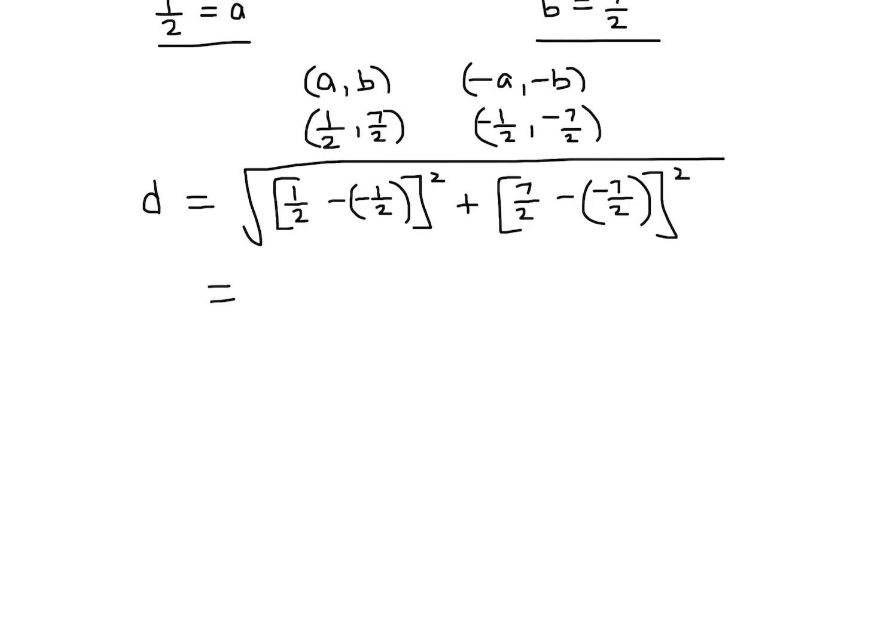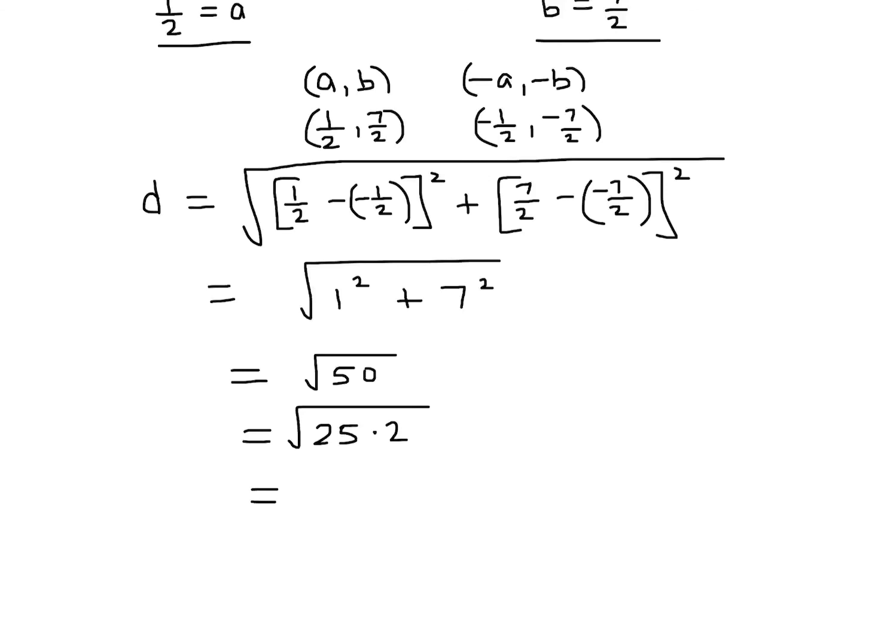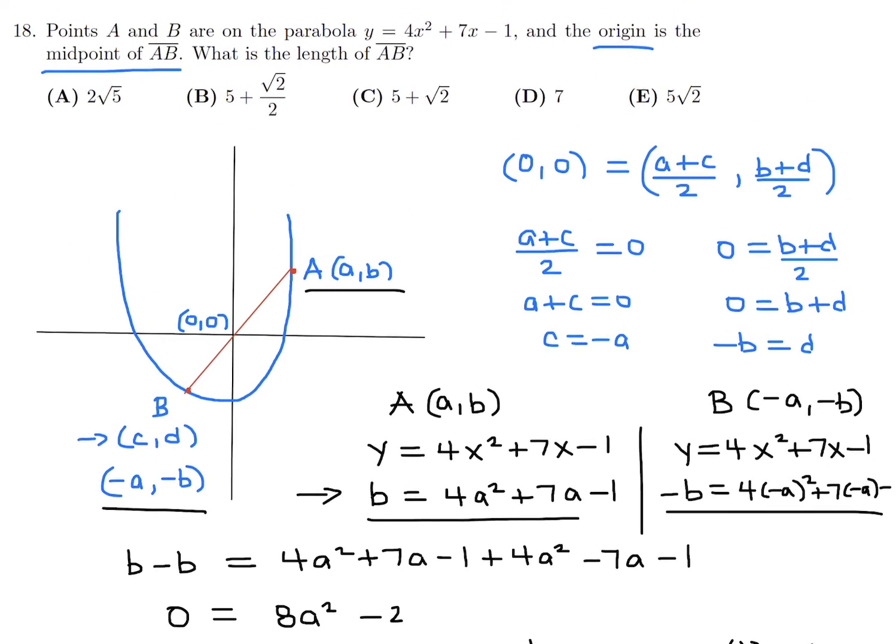So this looks like 1/2 plus 1/2, which is 1, so 1 squared, and then 7/2 plus 7/2, so that looks like 7, so 7 squared. And this is 49 plus 1, so 50 under the square root sign, and that's 25 times 2, and then you can take out the 5, and this becomes 5√2. So that's the distance between those 2 points, 5√2, and therefore number 18 is E.